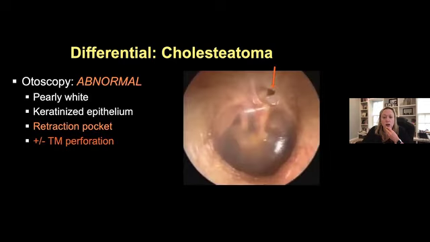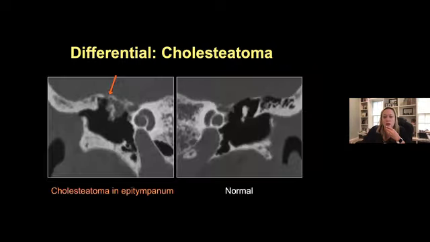On otoscopy, it typically shouldn't be normal in the setting of cholesteatoma. They're usually going to see at least retraction of the tympanic membrane, and often they can see these little retraction pockets form in the superior aspect, the epitympanum. Sometimes you can see keratinized, pearly white epithelium, and you can see a tympanic membrane perforation in this setting. Sometimes you have a perforation, sometimes you don't in these patients.